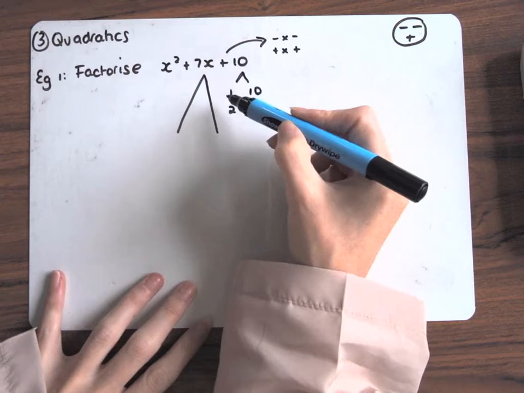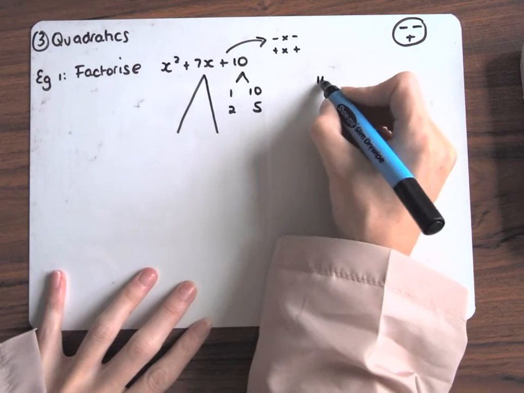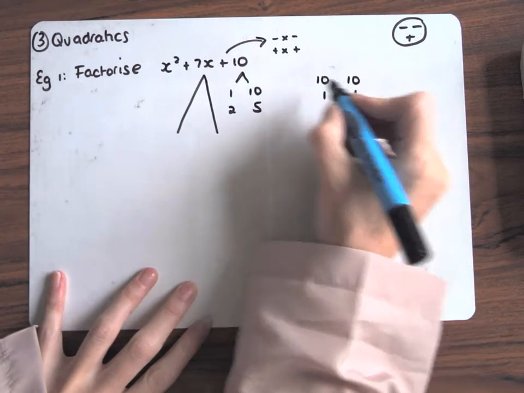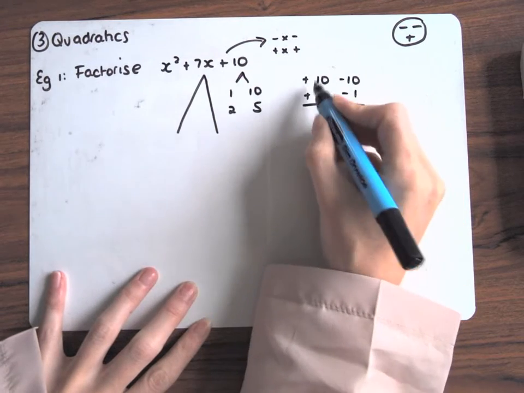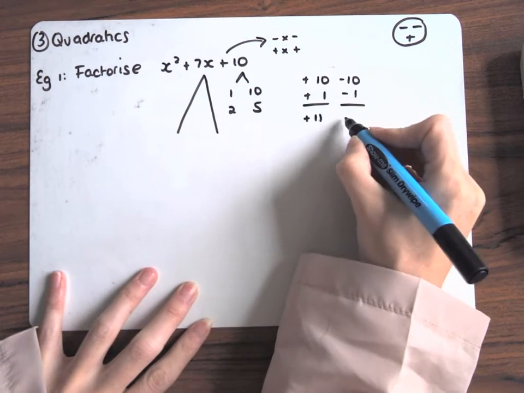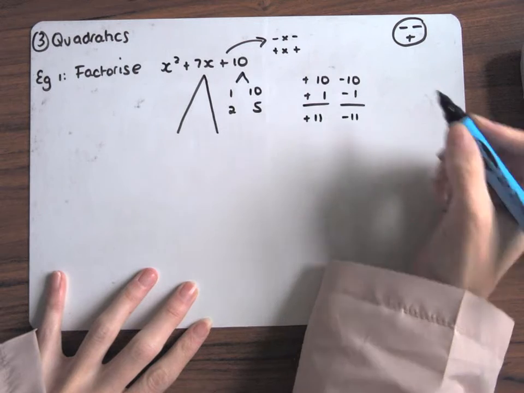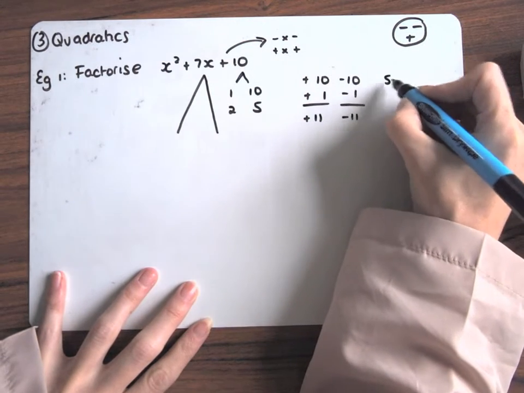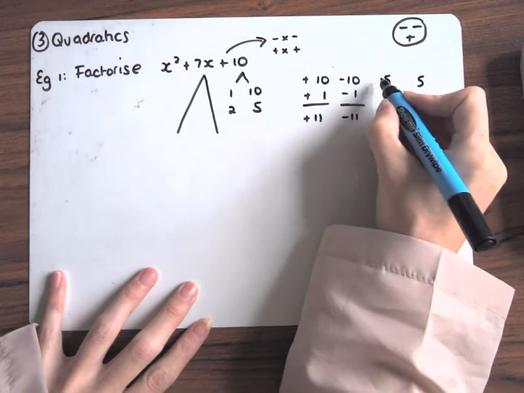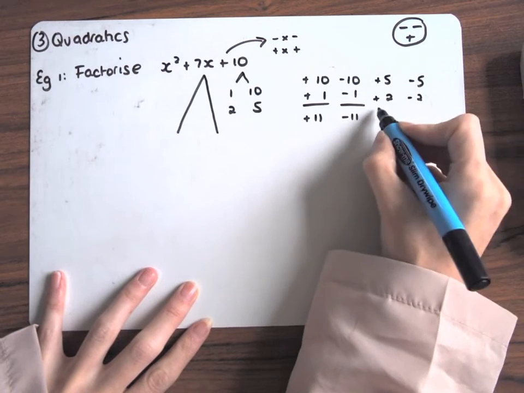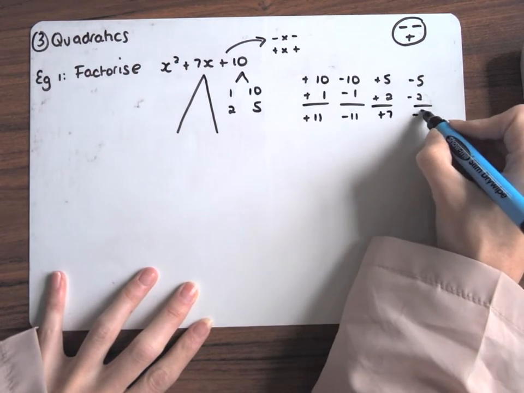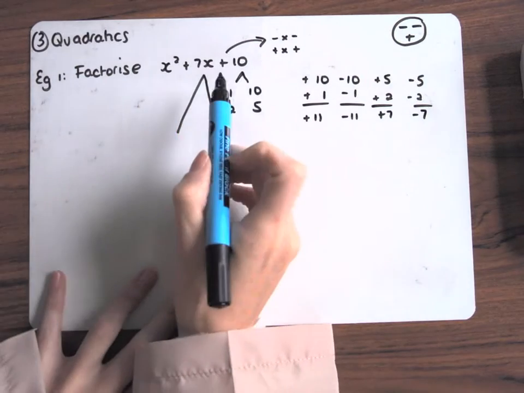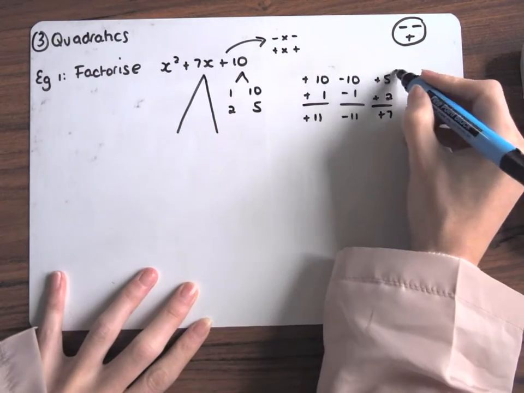Is 10 and 1 ever going to get me there? If they're both pluses, or both minuses, is that ever going to get me 7? That's going to give me 11, and that's going to give me minus 11. So it's not them. Let's try the other ones, 5 and 2. Both pluses, both minuses. Plus 5 plus 2 is plus 7, minus 5 minus 2 is minus 7. Which one do I want? The plus 7. So these are my factors.